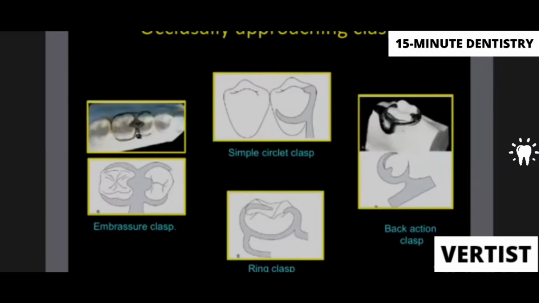Now let's look at the pictures and understand how each of these clasps look. Occlusally approaching clasp, as I said, from the top. The first, very simple one is a simple circlet or your akers clasp. On your left, you can see your embrasure clasp. Then you have your ring clasp down. And on your right again is your back action clasp.